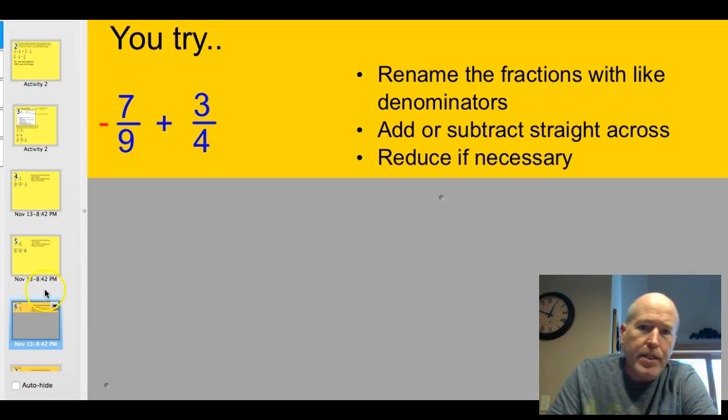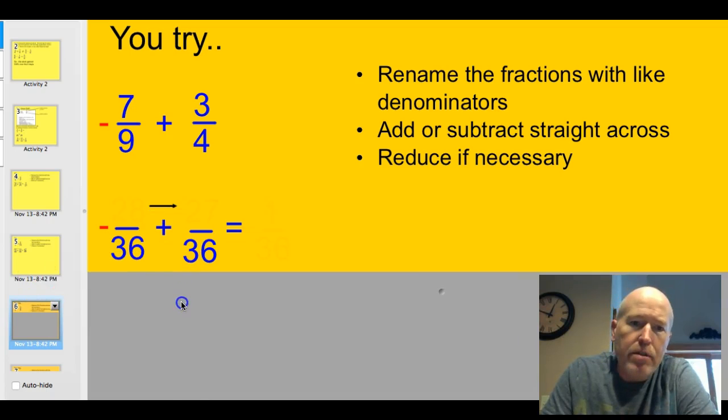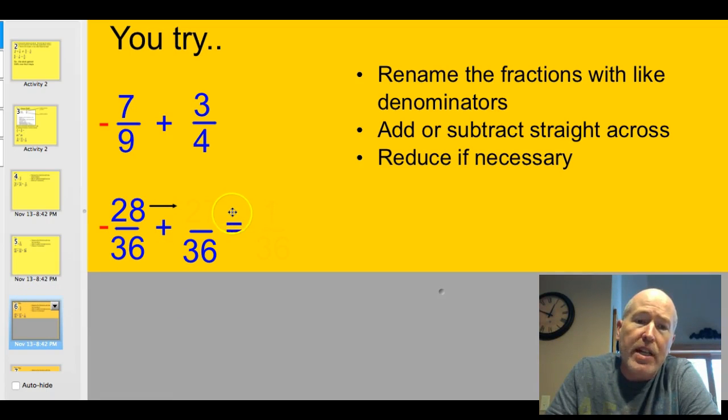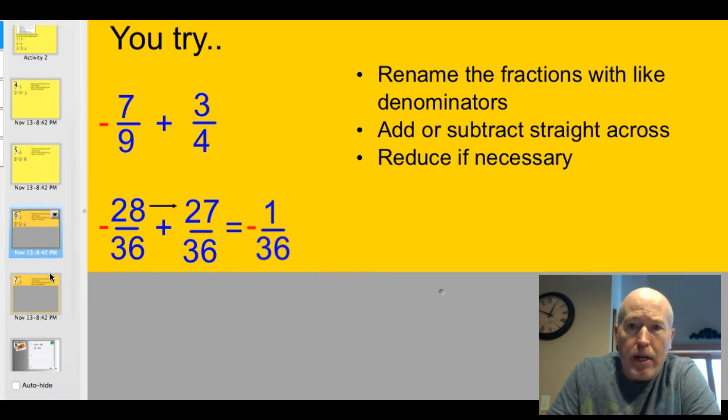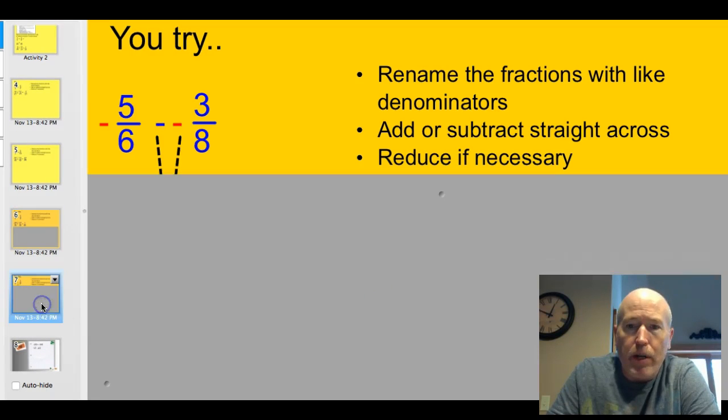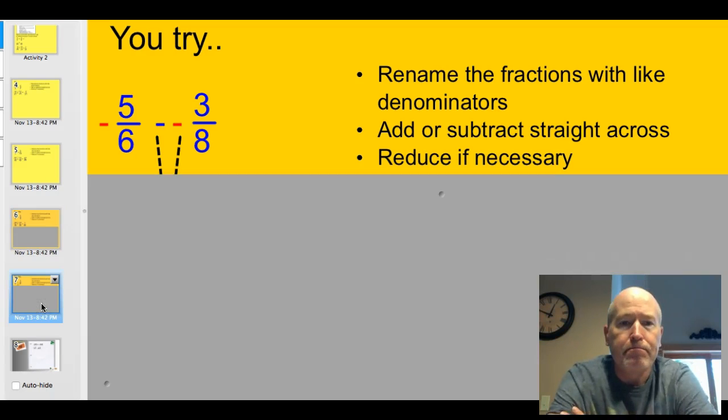All right. Did you rename those fractions? I renamed them as negative 28/36 plus 27/36. Well, negative 28 plus 27, I'm still going to have a negative 1/36 there. All right. Well, we got that one right. Try this guy right here.